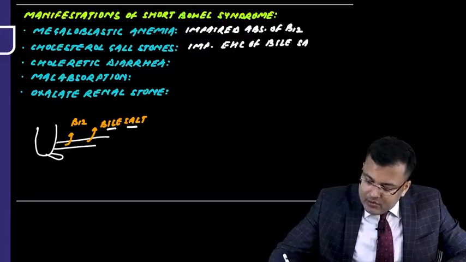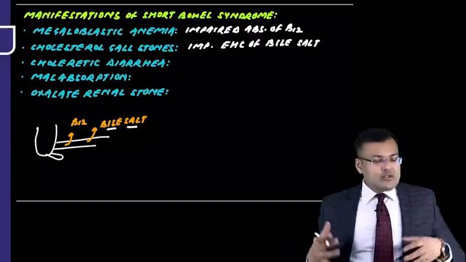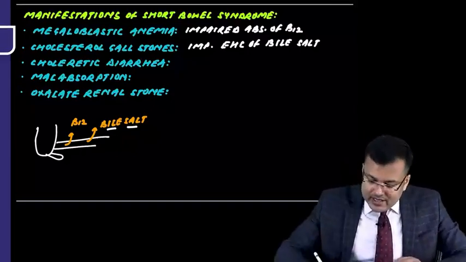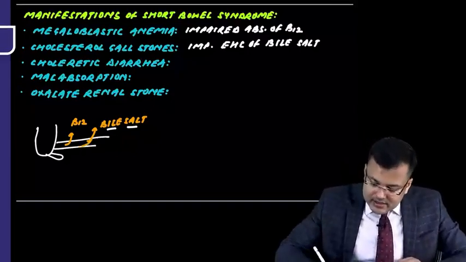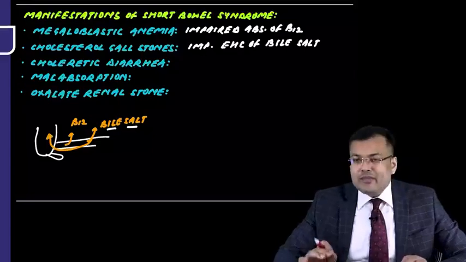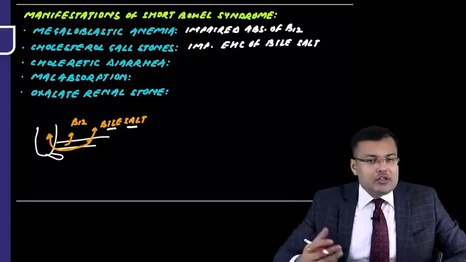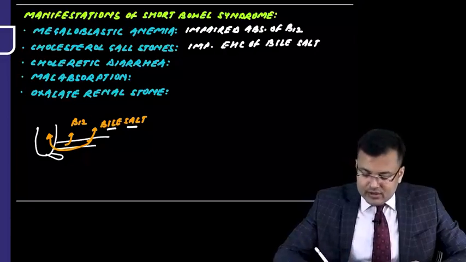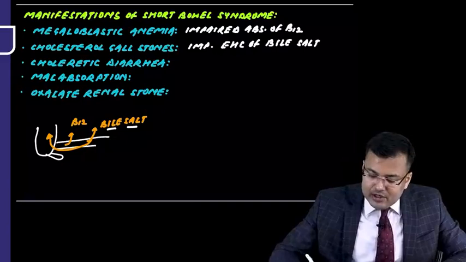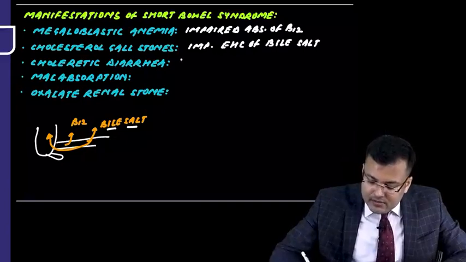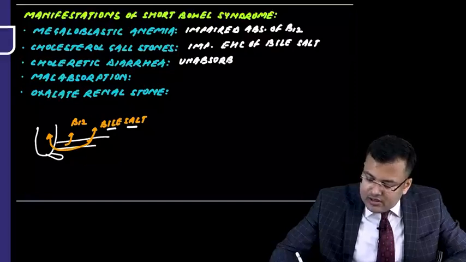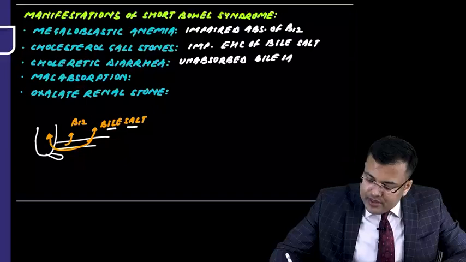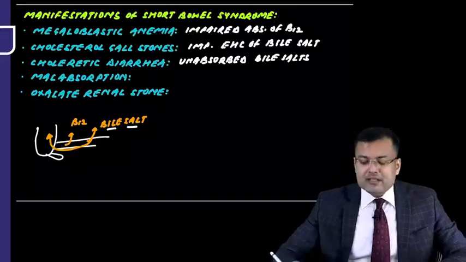Now what will happen if this bile salt is not absorbed in the terminal ileum? It enters the colon, and in the colon it is going to irritate the colon. So because of irritation of the colon, the patient is having watery diarrhea. What is the cause of choleratic diarrhea? It is because of unabsorbed bile salts. Unabsorbed bile salts cause watery diarrhea because of irritation in the colon.